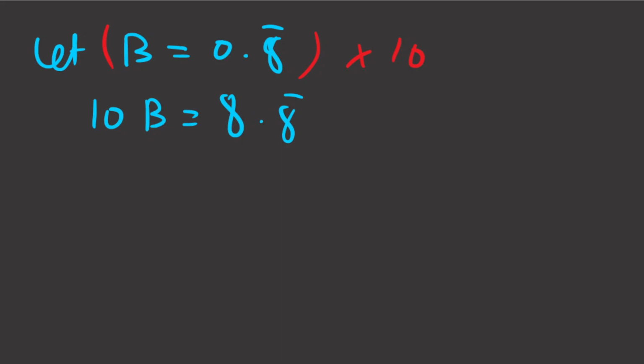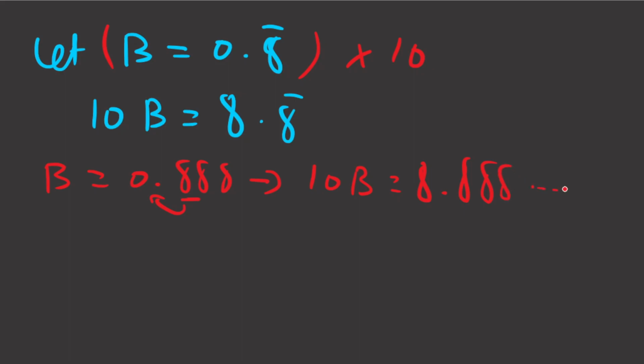In case you didn't understand this, I can write it down real quick. We had b is equal to 0.888, and by multiplying by 10 we got 10b. As you multiply by 10, one digit moves to the other side, to the integer side, so we get 8.8888 and it doesn't end. This is the explanation. So we have 10b is equal to this.